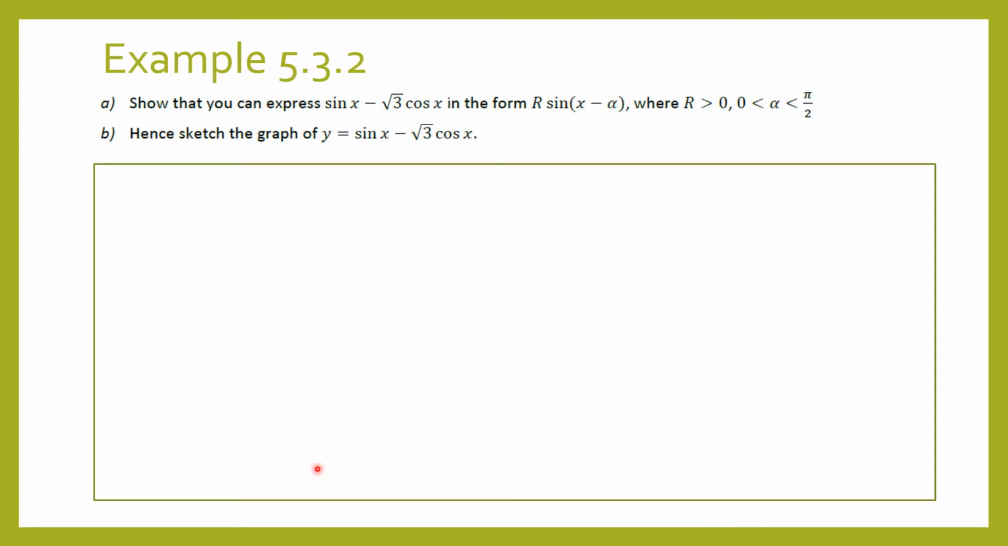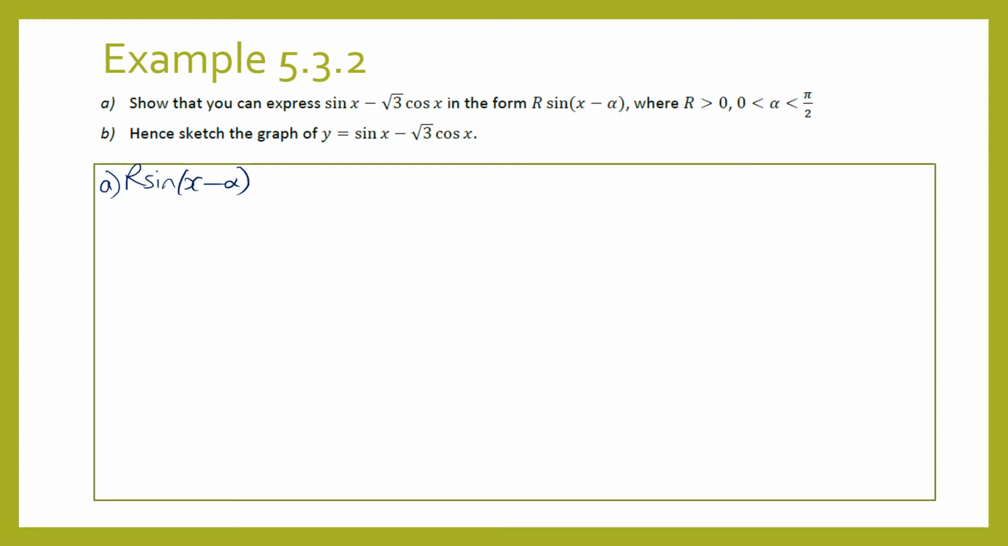Example 5.3.2, we're going to show that we can express sine x take away root 3 cos x in the form r sine(x take away alpha). This time note straight away alpha is in radians, so get your calculator into radians mode.